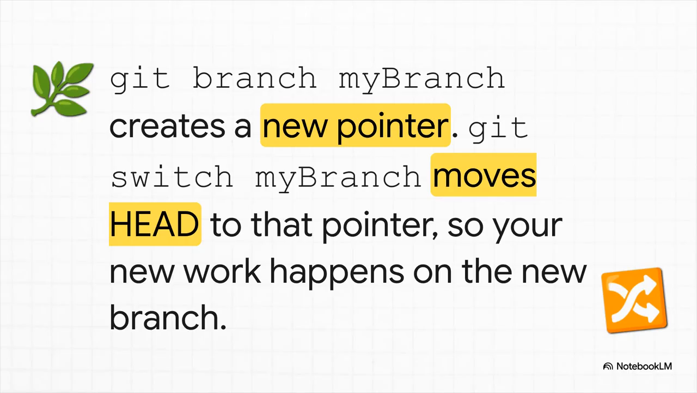And making a new branch, it's super easy. First, git branch my-branch just creates a new little pointer with that name, and it points to the exact same commit that main is on.